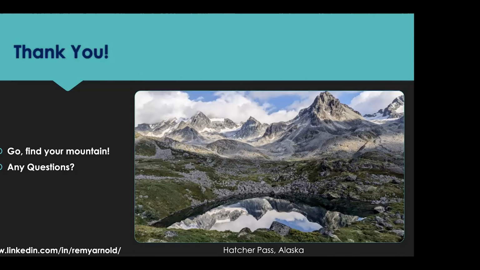You see a picture here of Hatcher Pass. It is one of the more beautiful places I've seen in Alaska. These are my literal mountains. This is why I work hard in the gym to strengthen myself so I can go into these places safely, but most importantly, come back safely. As one of my favorite mountaineering sayings goes, getting to the top of the mountain is optional, coming back is not.